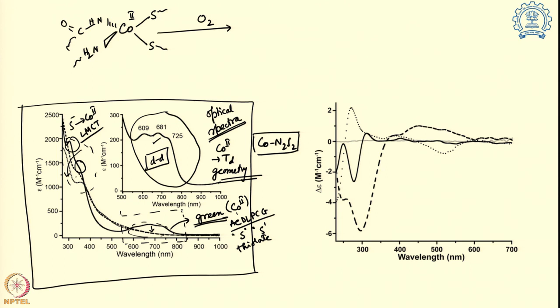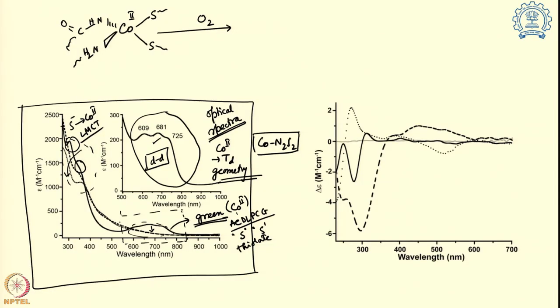So although they are different, there is not much change in the visible region, so not much change in the color, but they are quite different. So that is what we try to find. And over here, the problem we are facing is that the optical spectra cannot differentiate between brown solution 1 and brown color solution 2.